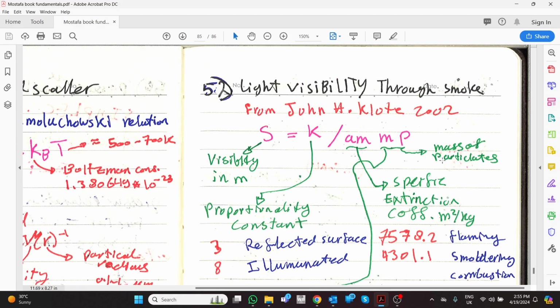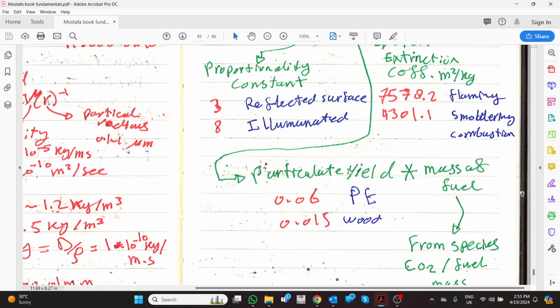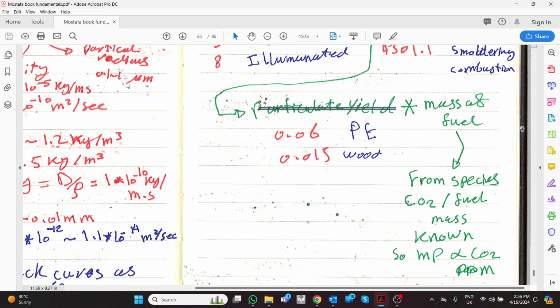The mass of particles can be generated from the particulate yield, or it is usually named as yield. So when you know the yield of the smoke, multiply by the mass of the fuel, which means we are defining this fuel when it is burned, it is generating a particulate yield, which generates some particles. While we know the yield of this one, which is, for example, for wood, it is 0.015.